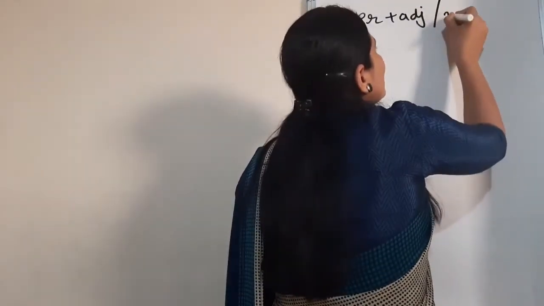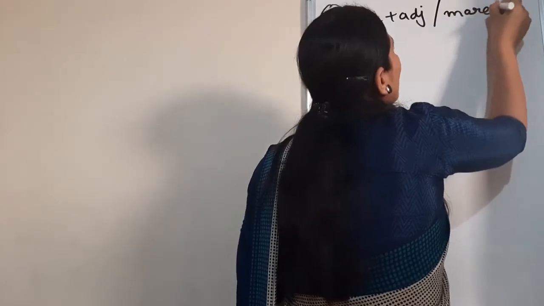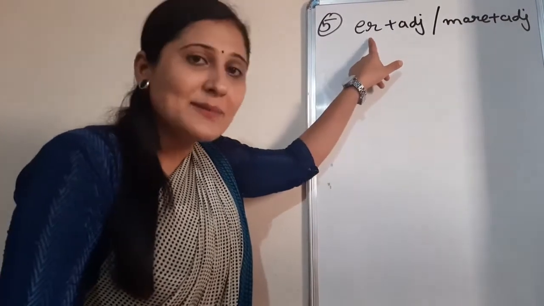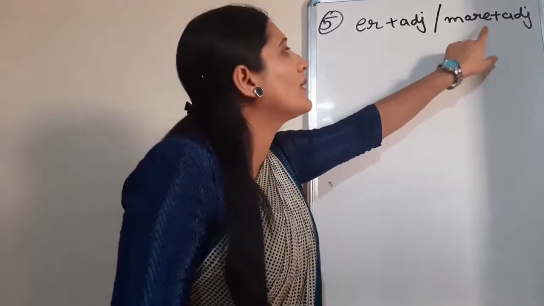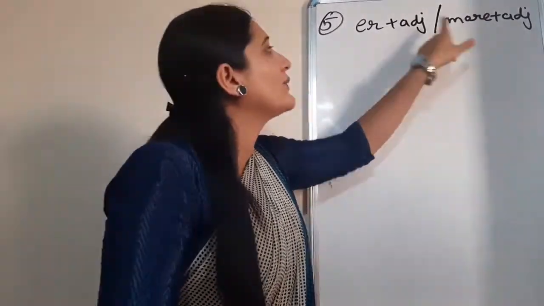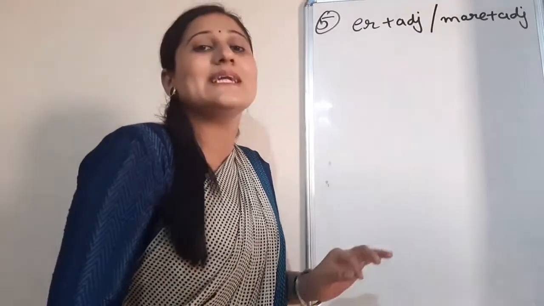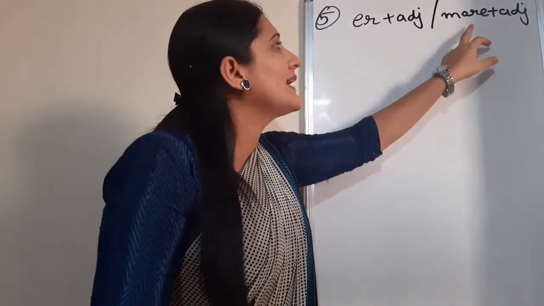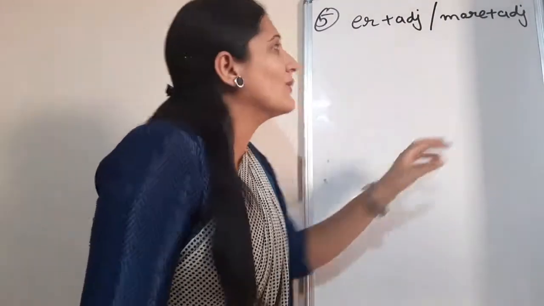If the adjective is big, then we need to write more plus adjective. Either er plus adjective or more plus adjective. Out of these two, we will take one. If it is a small adjective, er plus adjective. If it is a big adjective, more plus adjective, right?